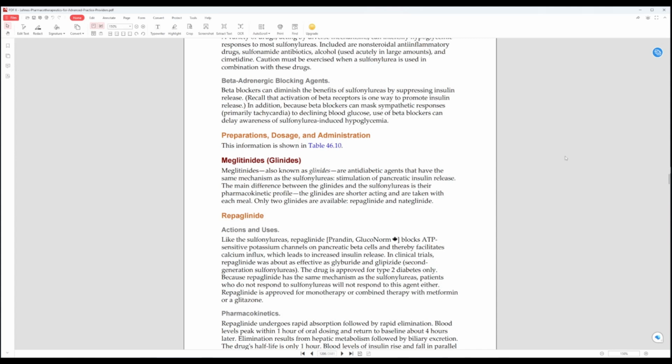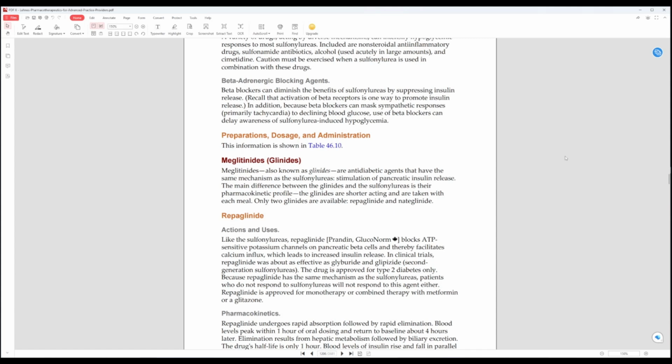Beta-adrenergic blocking agents, your beta blockers, can diminish the benefits of sulfonylureas by suppressing insulin release. In addition, because beta blockers can mask sympathetic responses to declined blood glucose, the use of beta blockers can delay awareness of hypoglycemia.